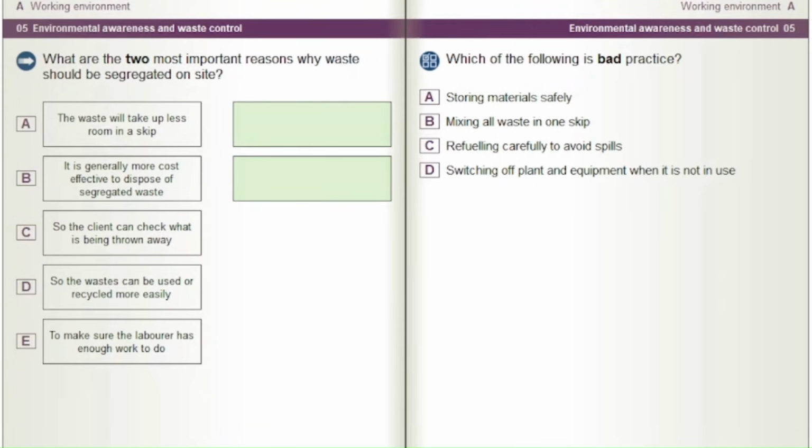Which of the following is bad practice? Storing materials safely. Mixing all waste in one skip. Refueling carefully to avoid spills. Switching off plant and equipment when it is not in use.